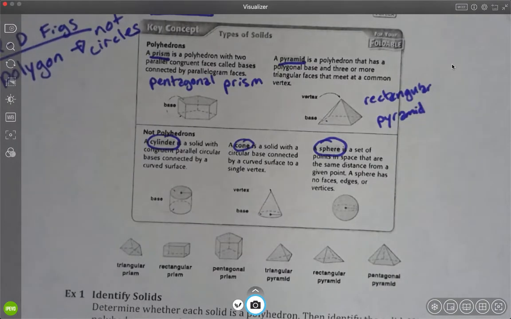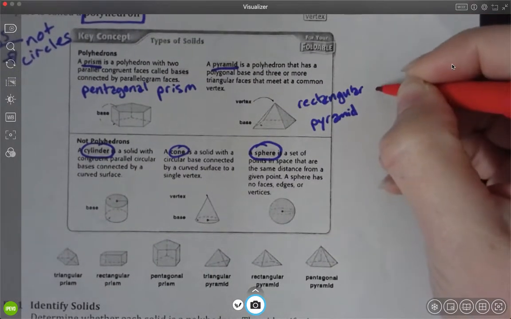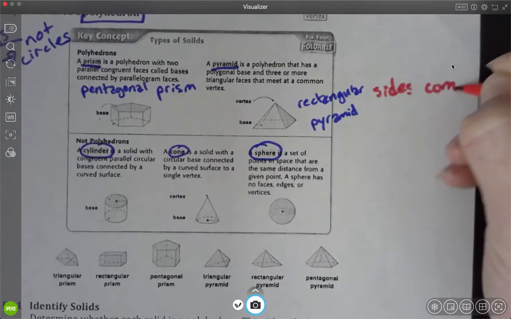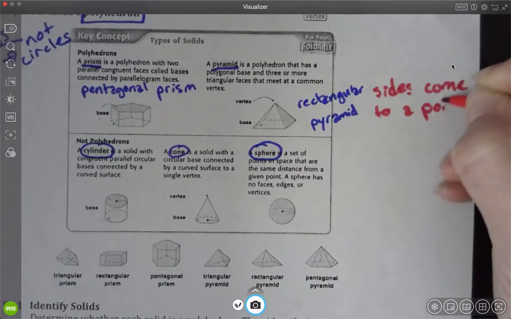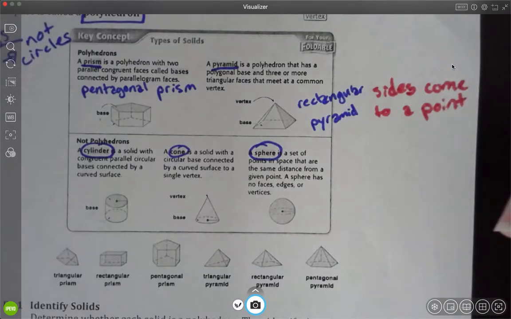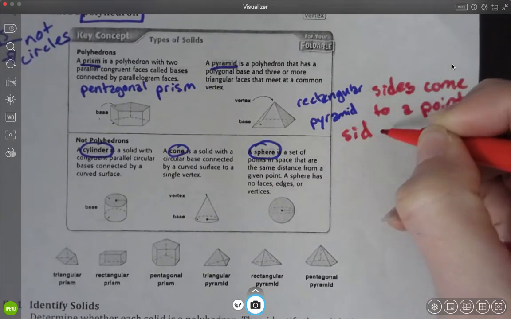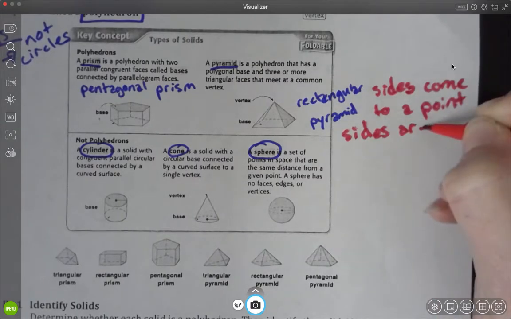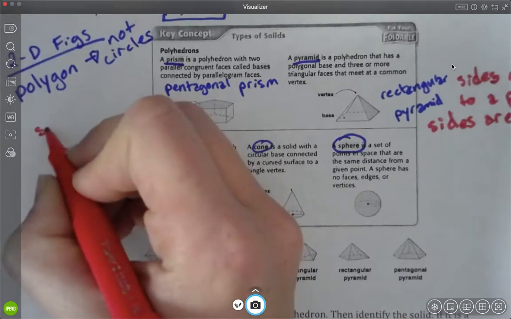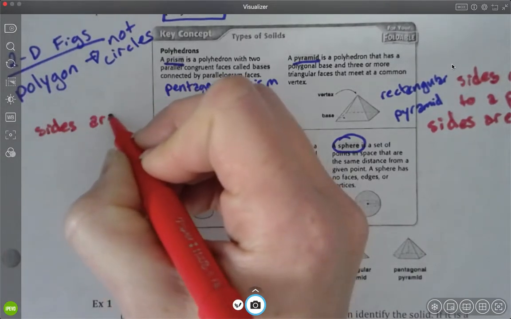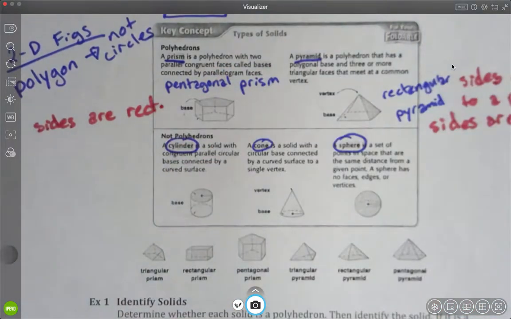Okay? So, let's name some differences between pyramids and prisms. What are some differences? They're kind of pointy, so they come to a point, right? The sides come to a point, whereas they don't do that on prisms. Let's talk more about the sides. What are the sides of a pyramid? Sides are triangles. What about the sides over here? Sides are rectangles, right? You see how the sides are rectangles?